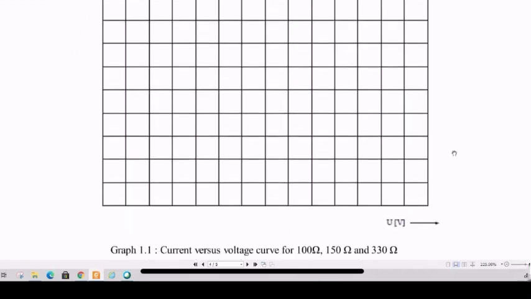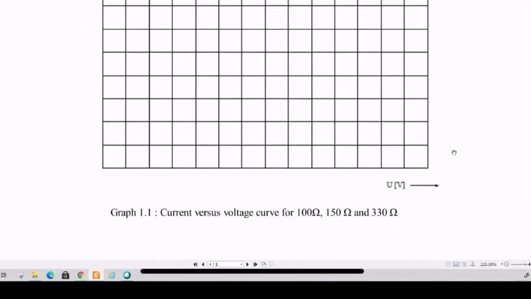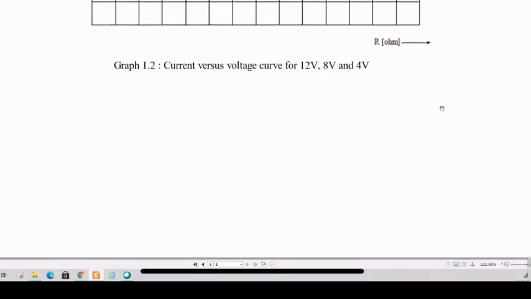Okay, and then for data plotting, you will do it in Excel and then transfer it to Word. That one you need to learn how to create a graph in Excel and then transfer it to Word.